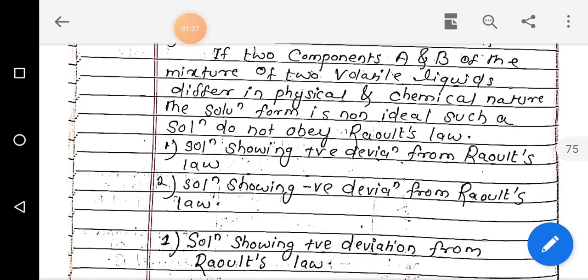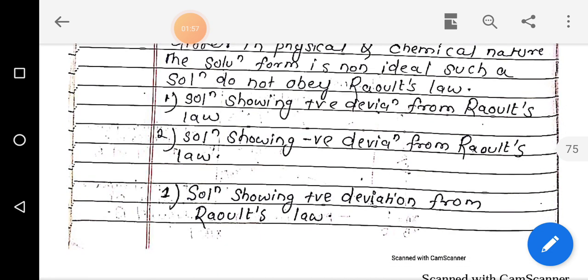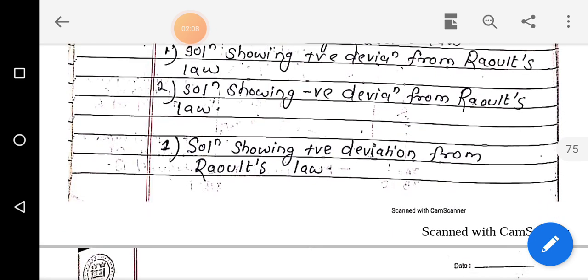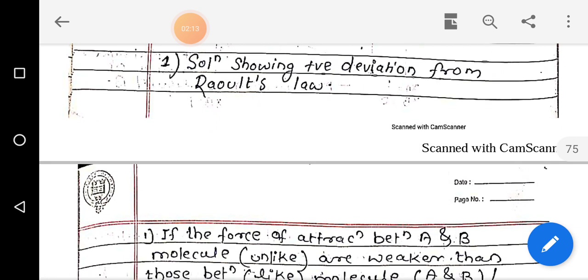So the next point is solutions showing positive deviation from Raoult's law. Non-ideal solutions show either positive deviation from Raoult's law or negative deviation from Raoult's law. We are studying these two cases here, one the positive deviation, and the other the negative deviation. The solution showing the positive deviation from Raoult's law is the first point we have to study.